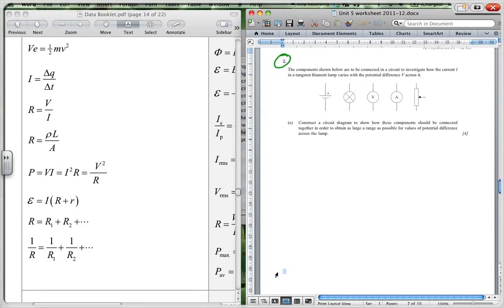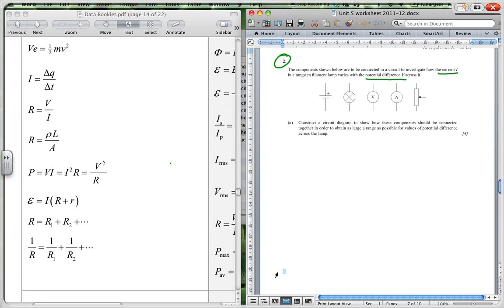Here we have question 2, which says the components shown below are to be connected in a circuit to investigate how the current, so looking at current, in a tungsten filament lamp varies with the potential difference V across it. So these are different components. Now these components are actually given in our data booklet further towards the front.